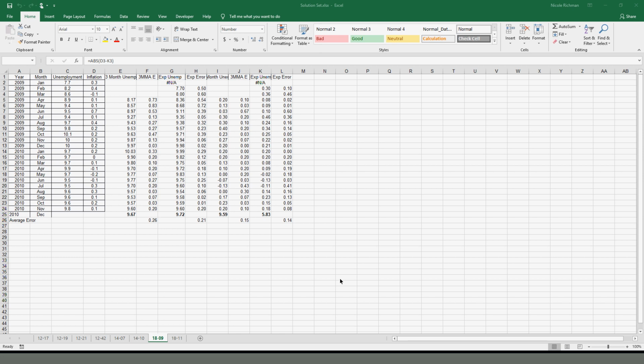And in this case, when we're looking at inflation, both methods have a similar error or the same error. So if we were going to continually forecast unemployment and inflation at the same time, we would then go with exponential smoothing because it's the most accurate for unemployment and there's no difference between inflation methods.